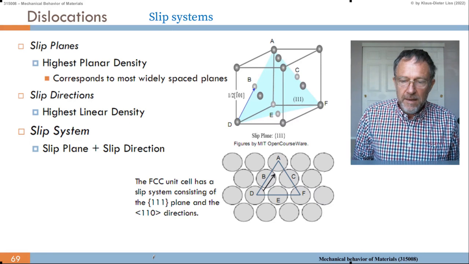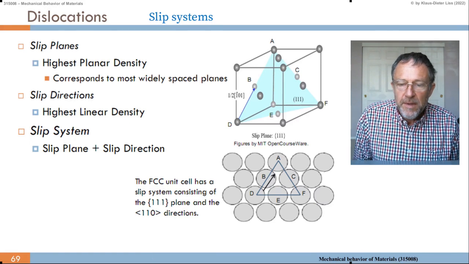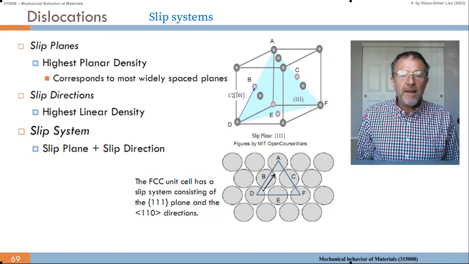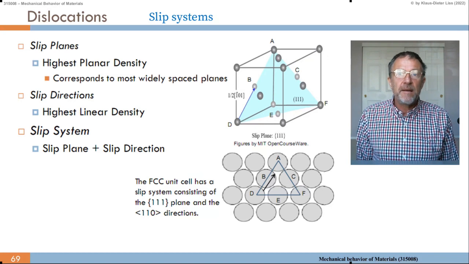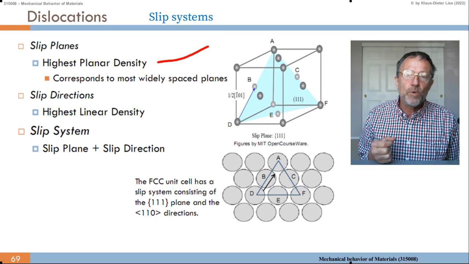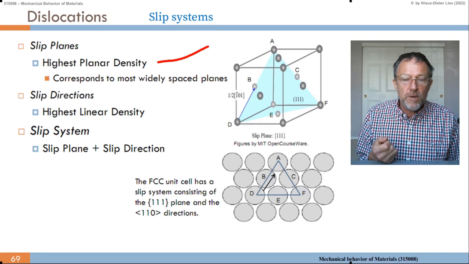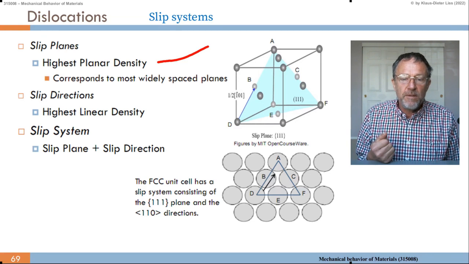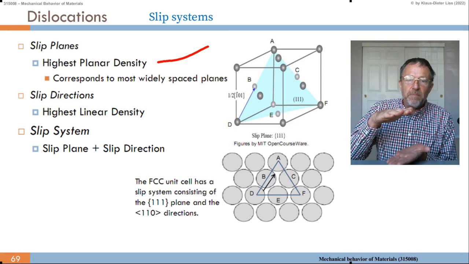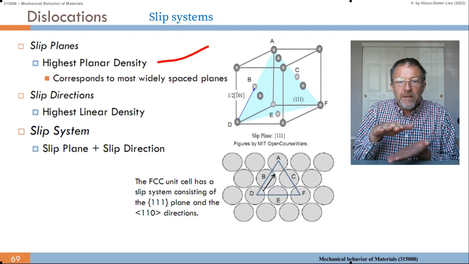Good. Here, for example, I give the example of the FCC system. We have slip planes. Generally, the slip planes in a crystal, they have the highest planar density or close to the highest planar density. And that also corresponds automatically to the most widely spaced planes. So it makes sense. If the spacing of the planes is wider, then it's easier to apply the shear.